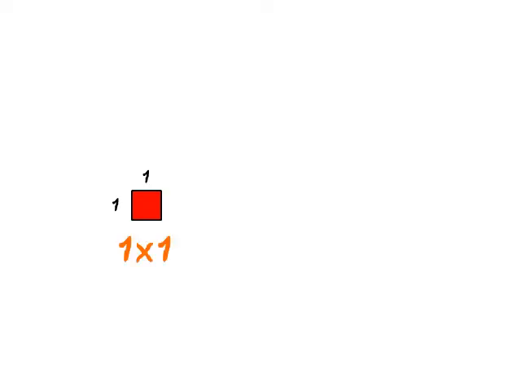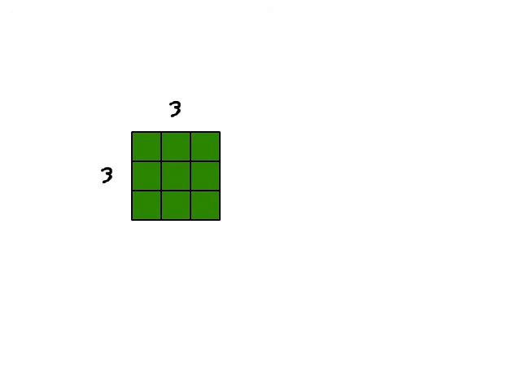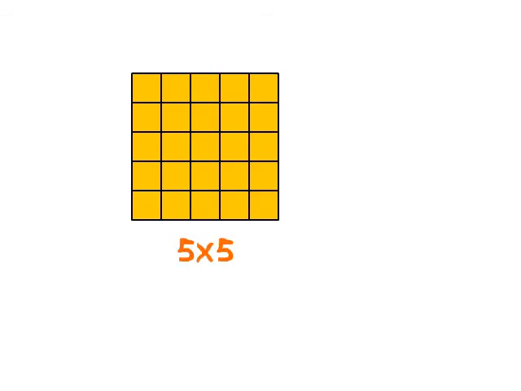So if we have a square that's 1 on a side, we call that the 1 times 1 square. And there's 1 square. If we have 2 on a side, we call that the 2 times 2 square. And notice it has 2 times 2 squares in it. If we have 3 on a side, then that's a 3 by 3 square, and it has 3 times 3 squares. And so on. 4 times 4 squares, 5 times 5 squares, and so on.